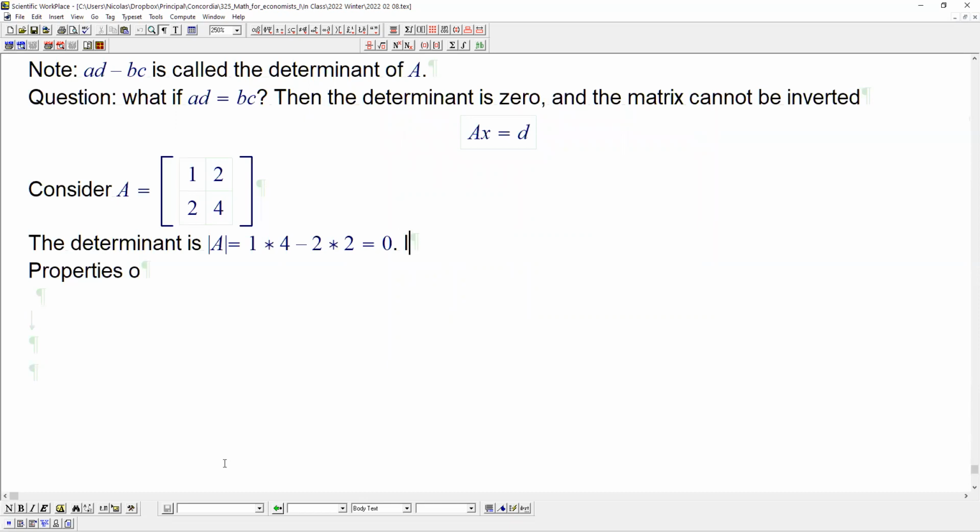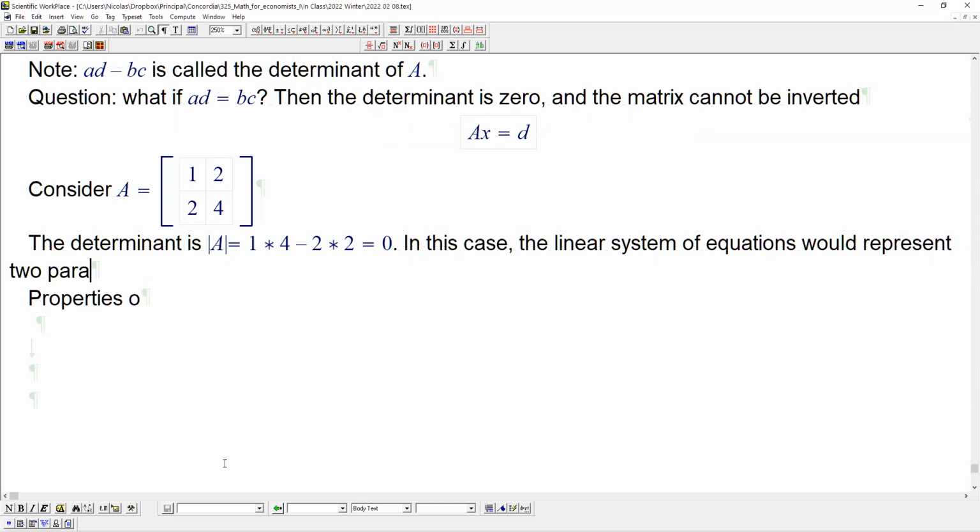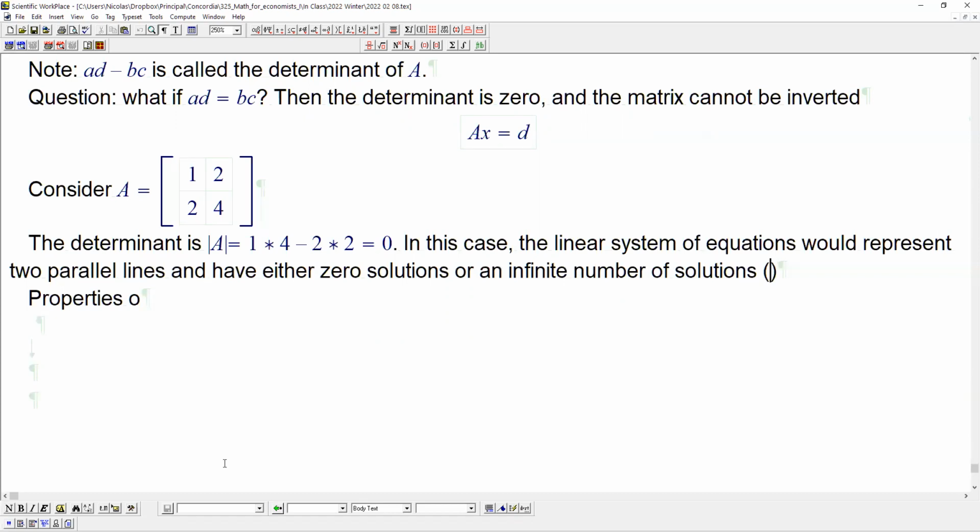Just to comment, in this case the system of linear equations would represent two parallel lines, which have either zero solutions or an infinite number of solutions, on top of each other. Infinite number of solutions is a more mathematical way of saying it.